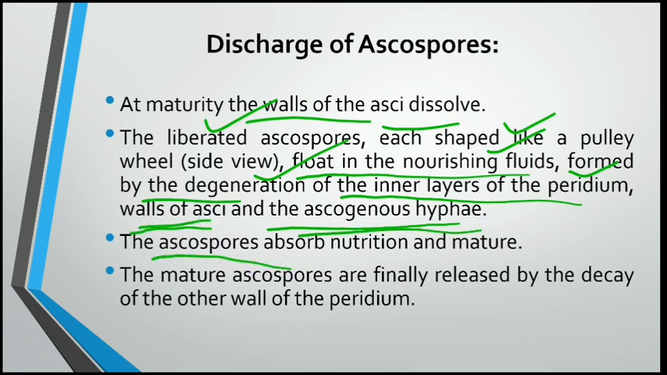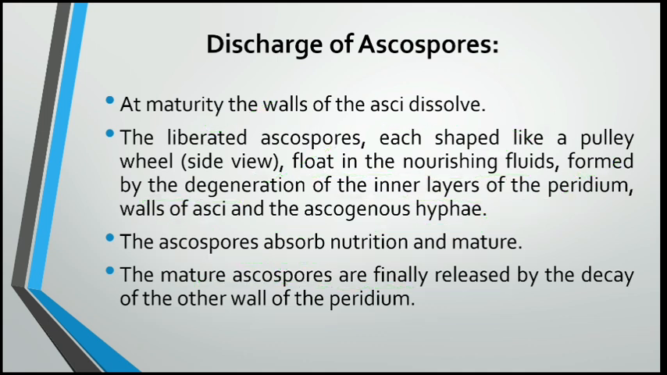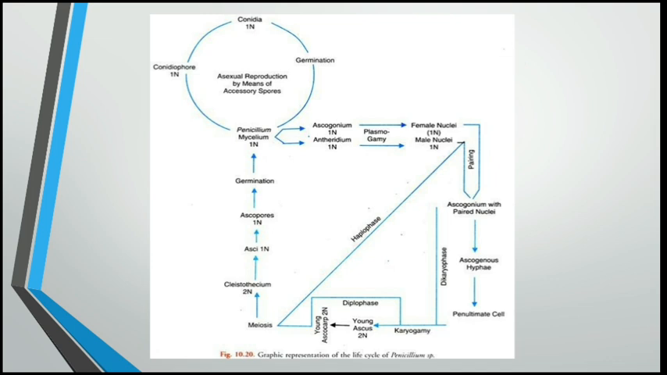Now ascospores absorb nutrition and mature. The mature ascospores are finally released by the decay of the outer wall of peridium and released into the environment. Then after falling on a suitable substratum, they germinate, forming a germ tube, and finally mature into a new organism. So this is the diagrammatic representation of the life cycle of Penicillium.